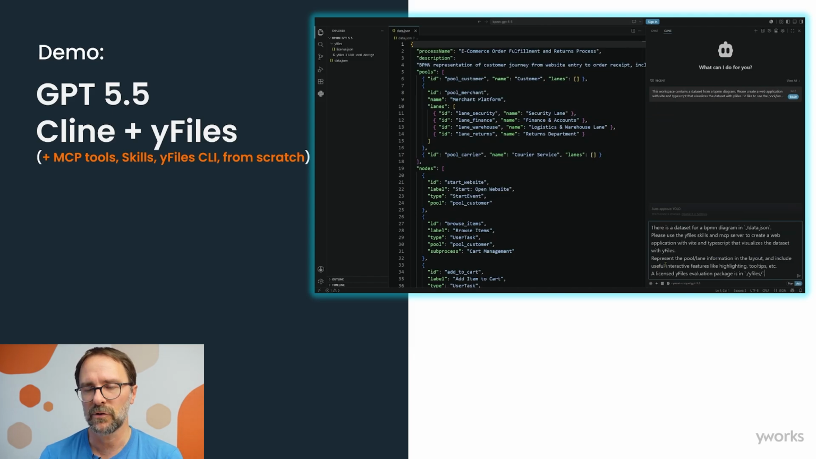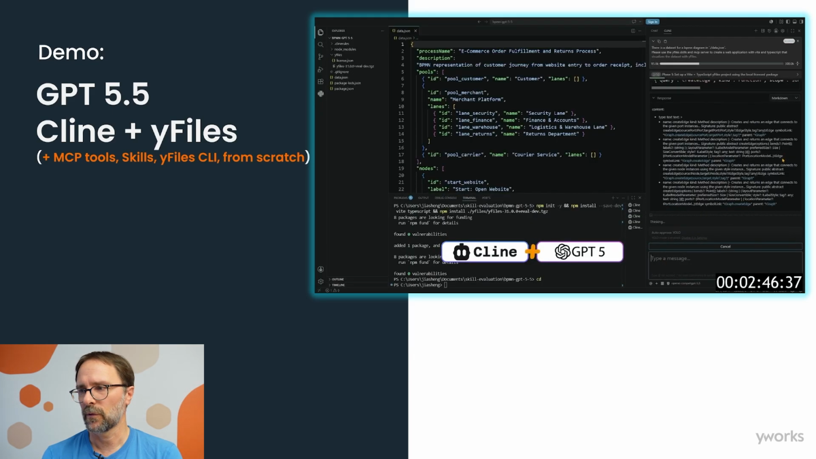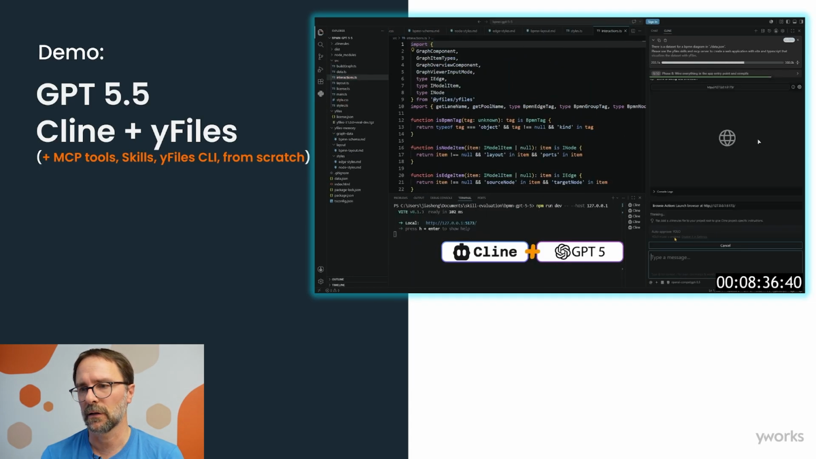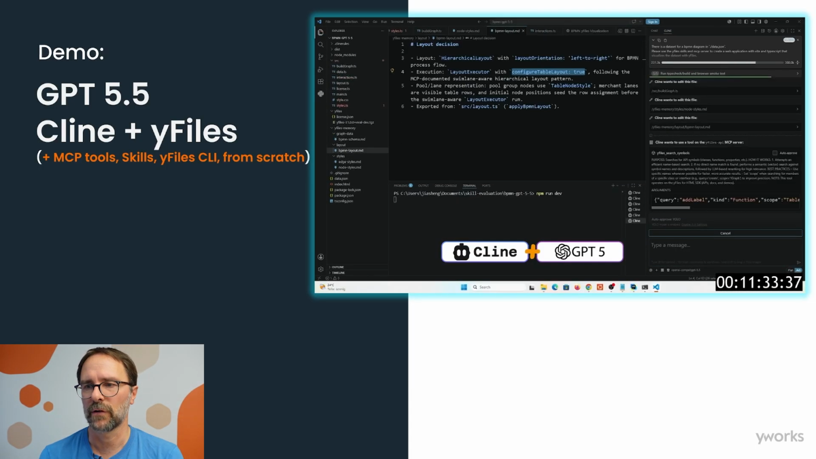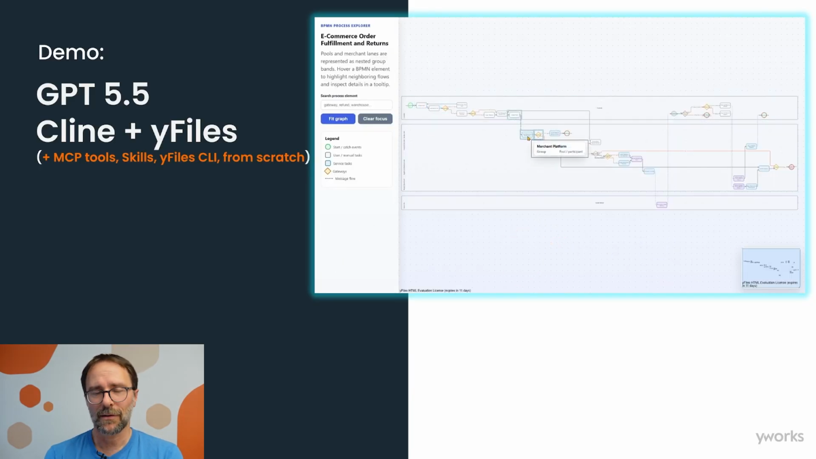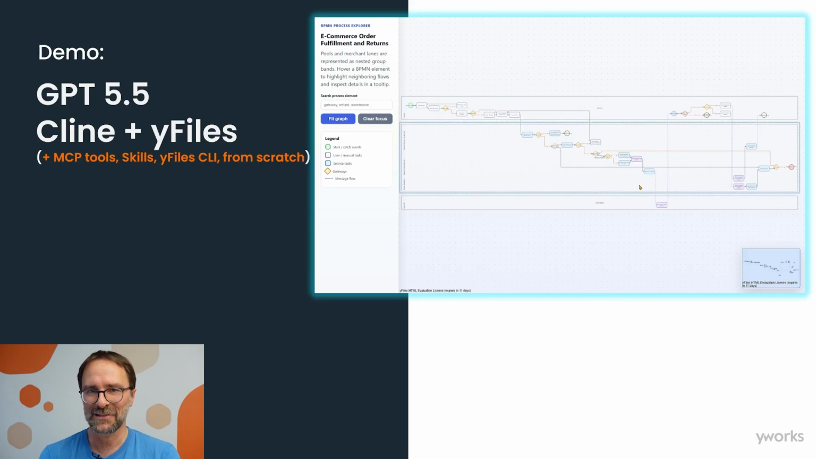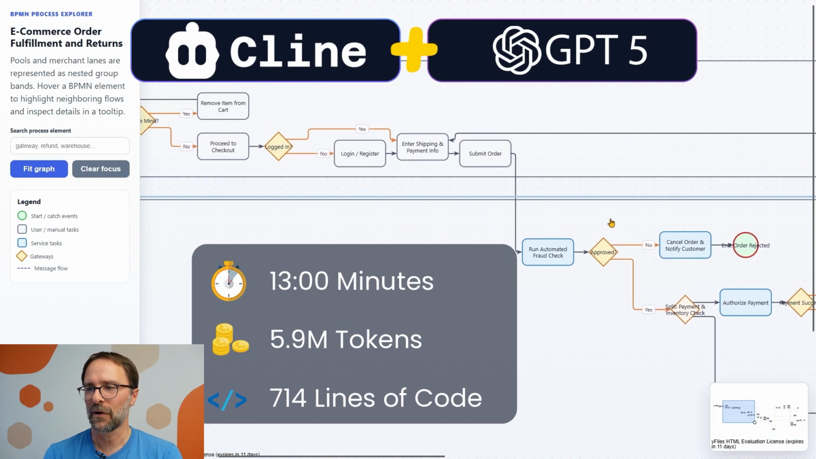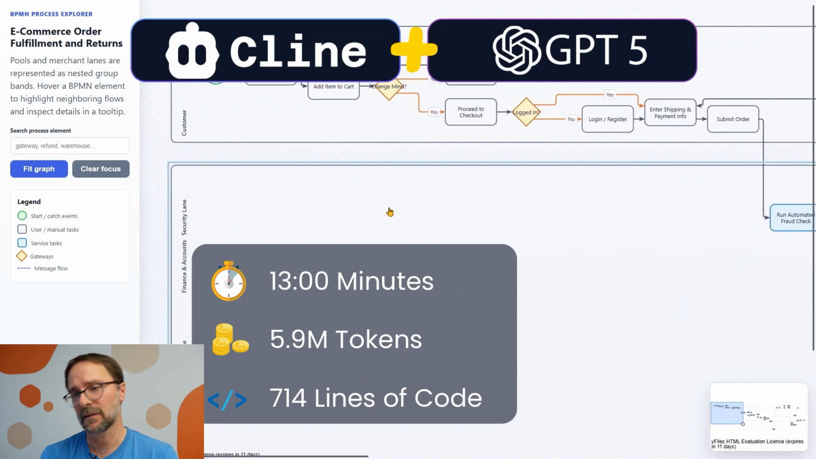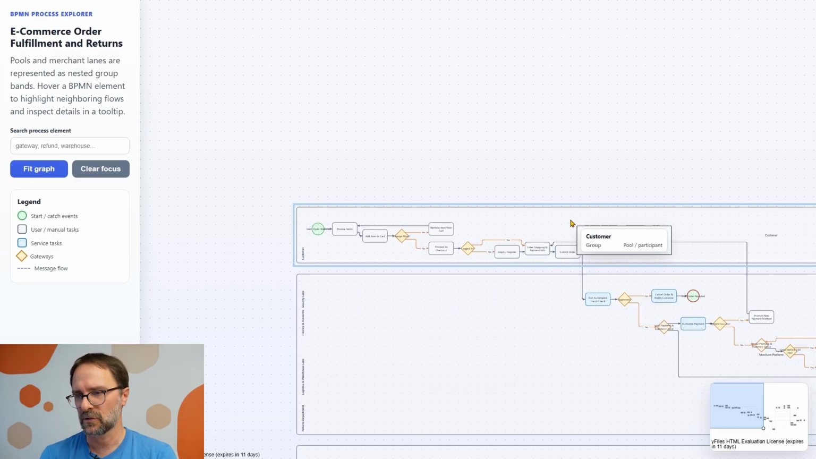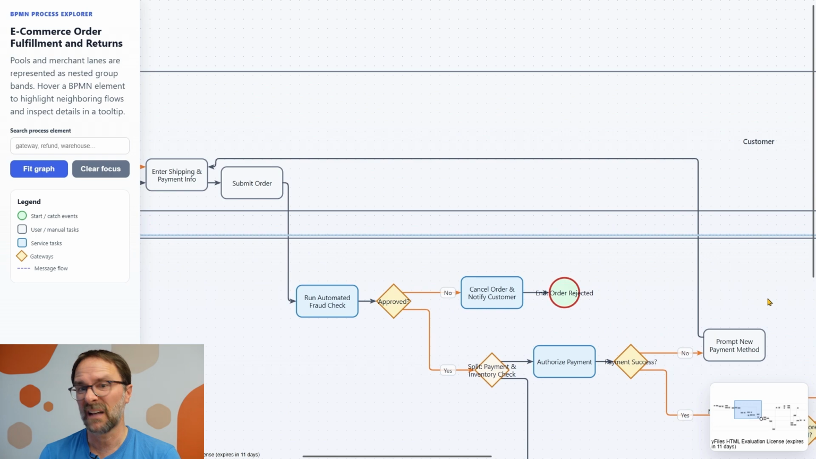This is OpenAI GPT 5.5, working with Cline right in Visual Studio Code, again with the MCP tools, the skills, and the CLI, and asking it to create a BPMN visualization from scratch. Finally, not a dark mode application. That seems to be a tendency of OpenAI models. 13 minutes, 6 million tokens. I don't have the exact costs here, unfortunately, but it should be less than $5. Only 700 lines of code and just 12 minutes.